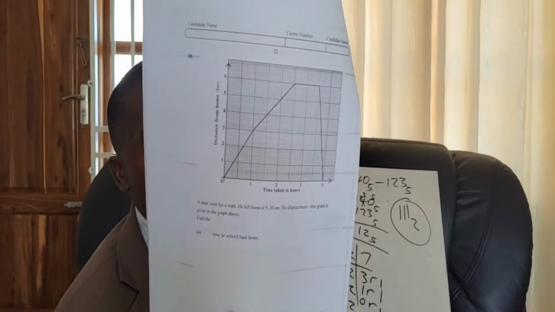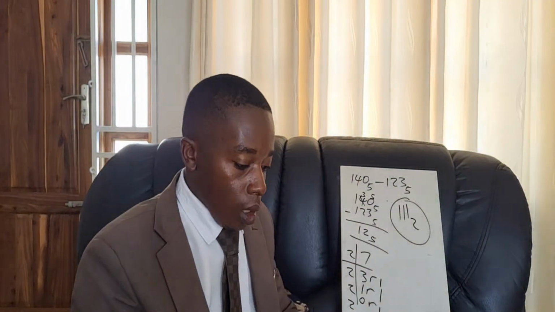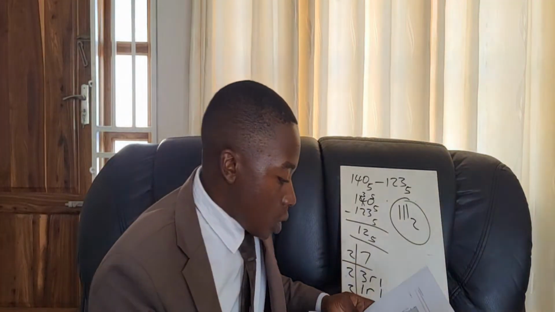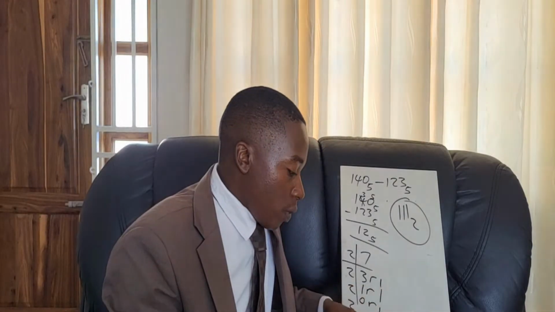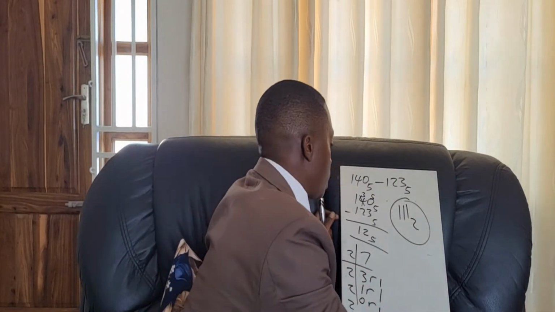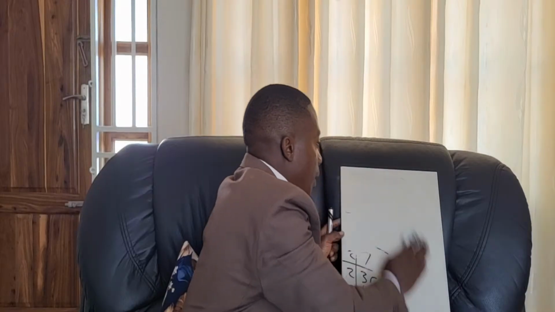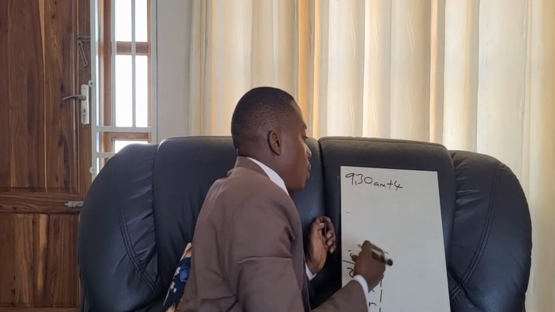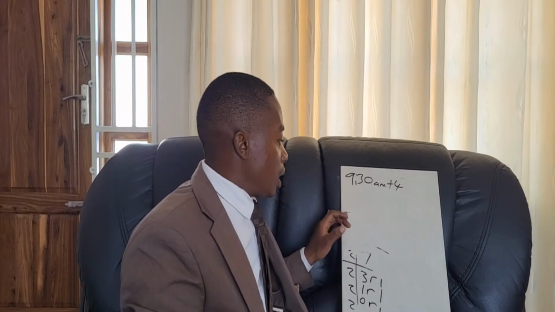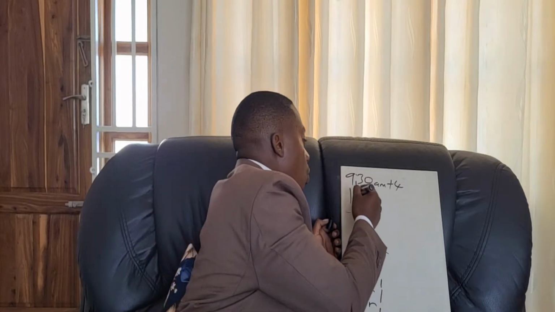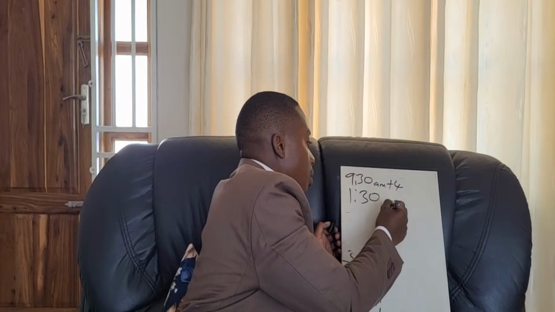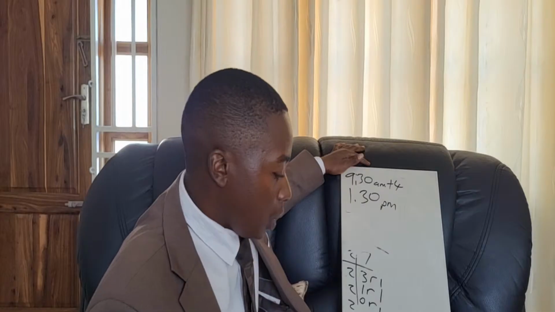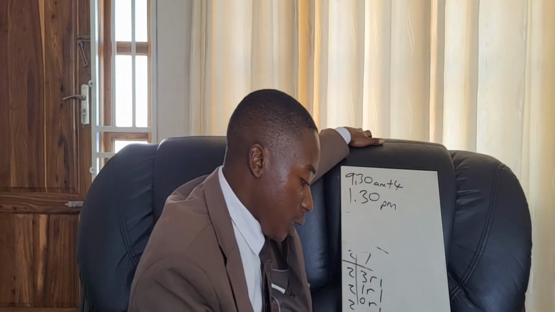Right. The time he arrived back home, if you check, is after 4 hours: 1, 2, 3, 4. So you're just going to say 9:30 a.m. plus 4 hours. So 9:30, 10, 11, 12, 1. So it's 1:30 p.m. That's the time he arrived back home. Then the second question here.